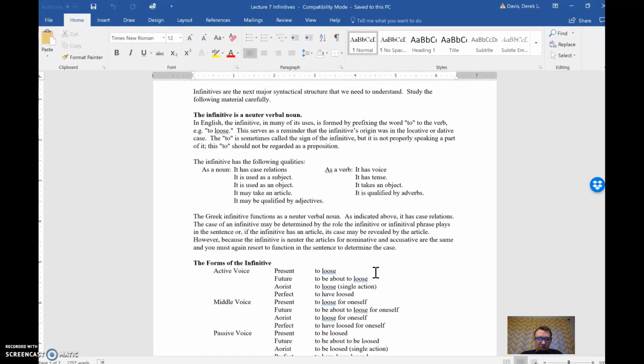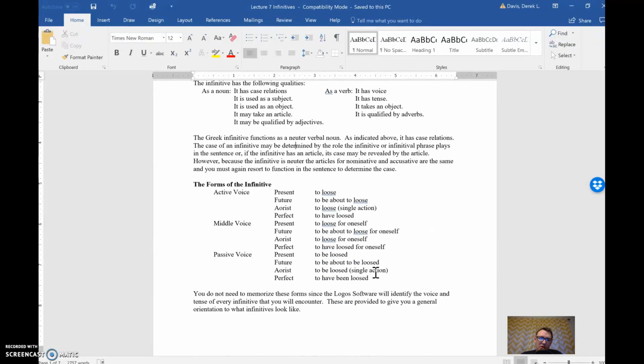And so, much like you've done in the past, you're going to have a long list of different options, and as you work through the translations for this week, you're going to have to determine which way the infinitives are functioning. So, as you'll see in the lecture, I give you some basic information on voices, as well as tenses and how they function with the infinitive.